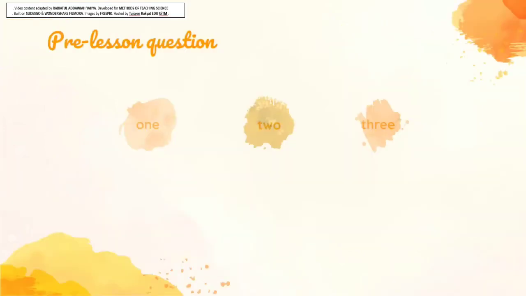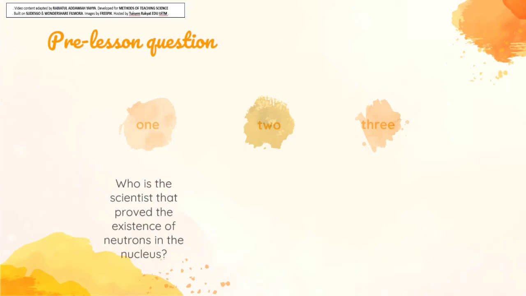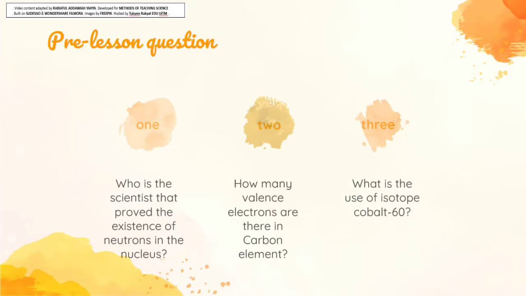Alright students, before we start our lesson, let's jot down the pre-lesson questions. Number 1. Who is the scientist that proved the existence of neutron in the nucleus? Question number 2. How many valence electrons are there in carbon elements? And the last question. What is the use of isotope cobalt-60?